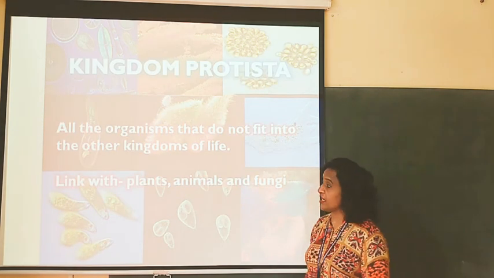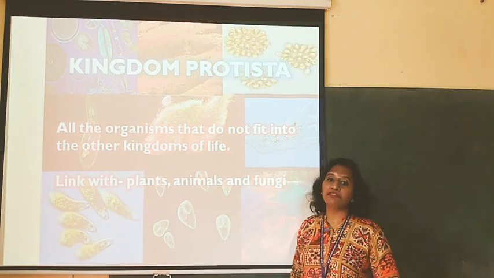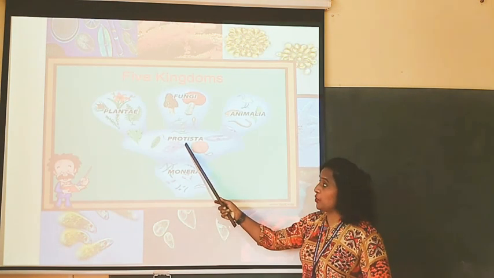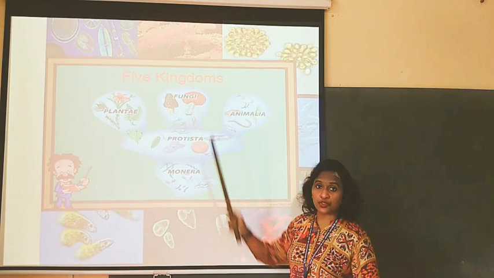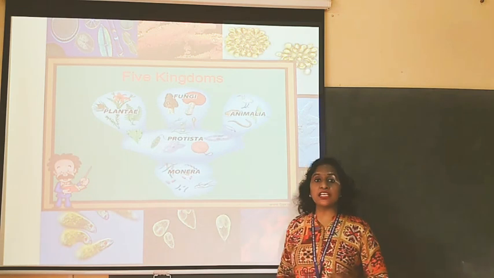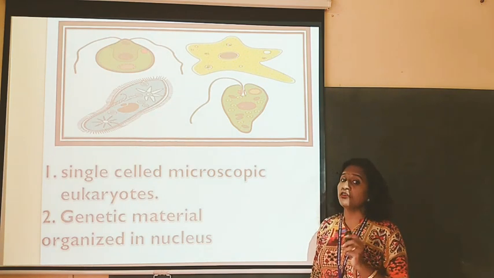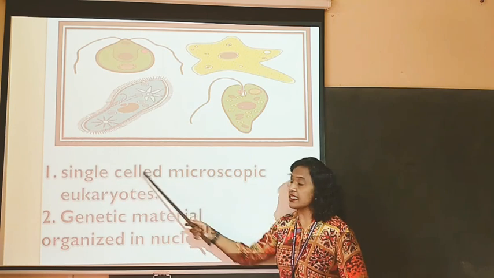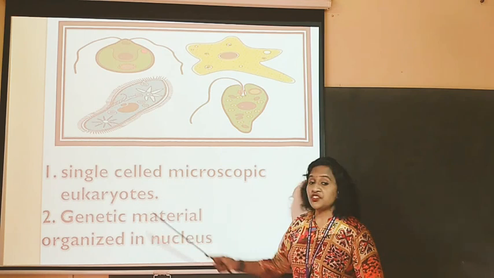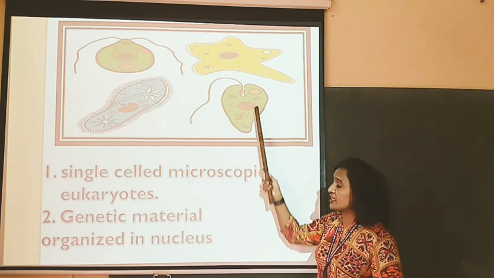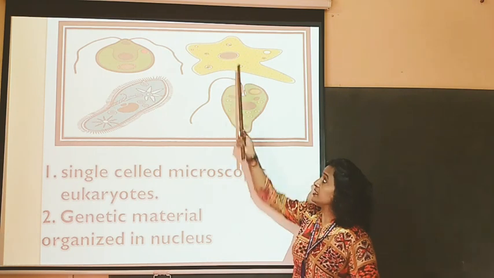Kingdom Protista is the link between the plants, animals and fungi. We know that from kingdom Protista, some of the Protists gave rise to fungi, some gave rise to Plantae and Animalia. So, to start with the salient features of this kingdom, they are single cell, microscopic and eukaryotic in nature. Genetic material is organized in a nucleus. That means they have a well-defined nucleus in these organisms.